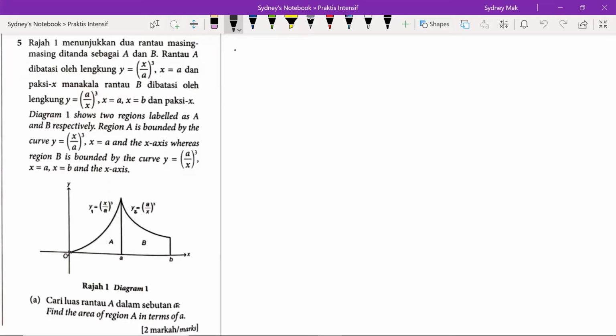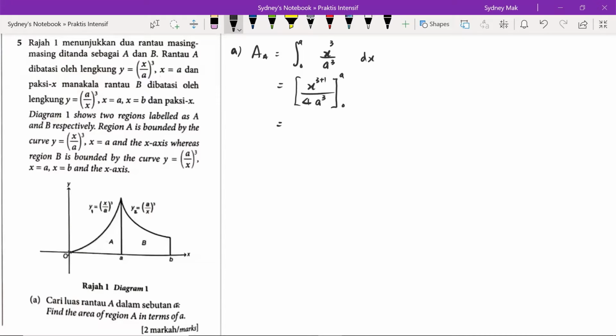So we just integrate. To find the area of A, the area under the curve, we need to integrate from the boundary. The lower boundary is 0, the upper boundary is a, with respect to x. The function of the curve is x cubed over a cubed. Let's integrate this: we increase the power by 1 and divide by the new power, copy the rest, and the boundaries are from 0 to a.